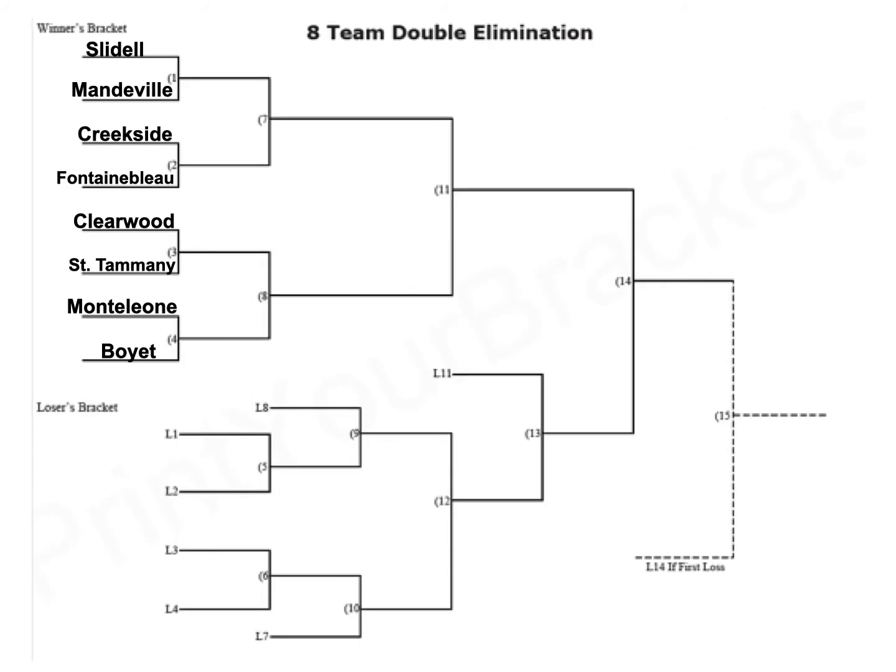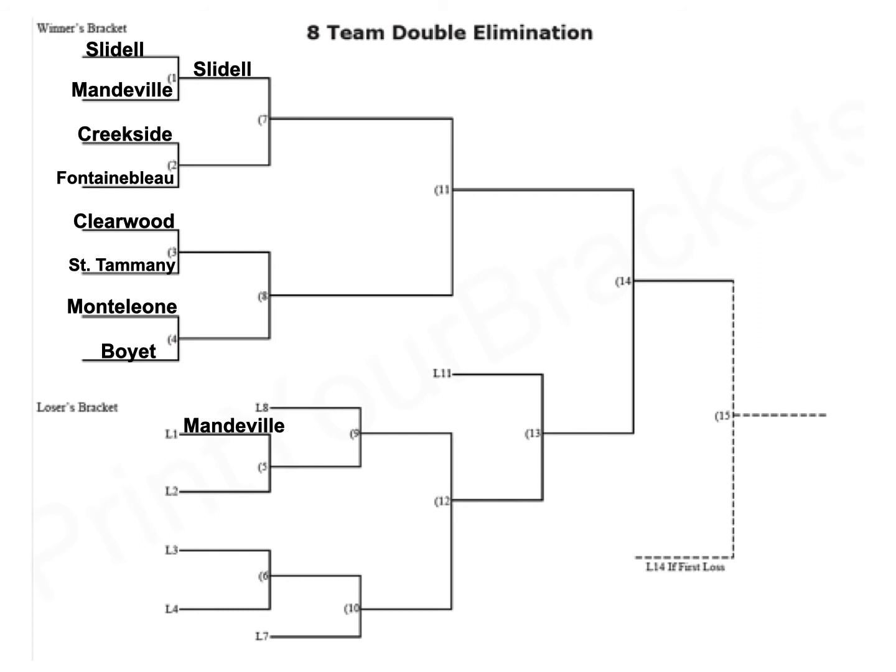So let's kind of go over what a double elimination tournament would look like. We have our 8 teams again: Slidell, Mandeville, Creekside, Fontainebleau, Clearwood, St. Tammany, Montleon, and Boyette. Well, the first game is Mandeville and Slidell, and Slidell wins that game, so they'll move on to the winners bracket game. The Mandeville team will now go down into the losers bracket.